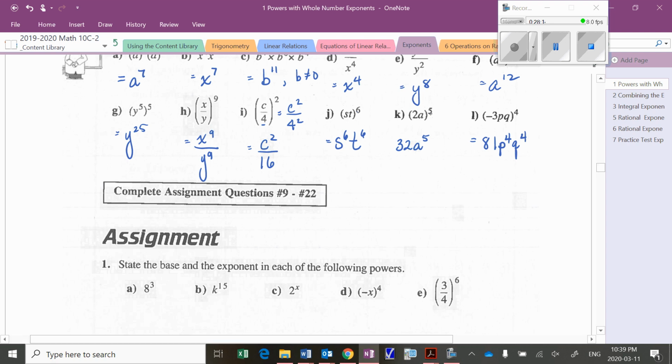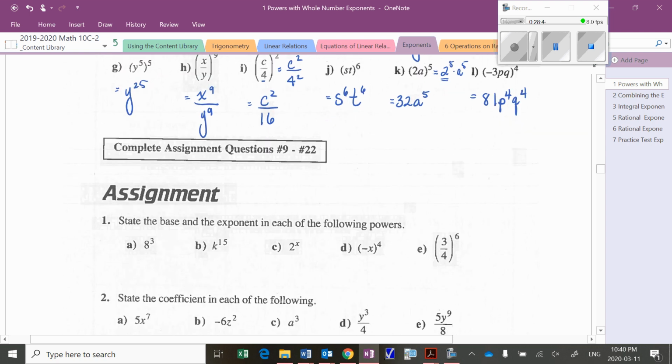In this case for k, we're talking about 2 to the 5th times a to the 5th, and we want to always evaluate the coefficient portion, so we're looking at 32 a to the 5th, and for L, we're looking at -3 all to the 4th times p to the 4th times q to the 4th. Again, evaluating that -3 all to the 4th, and that's positive 81 because we would have 4 -3's being multiplied by each other.